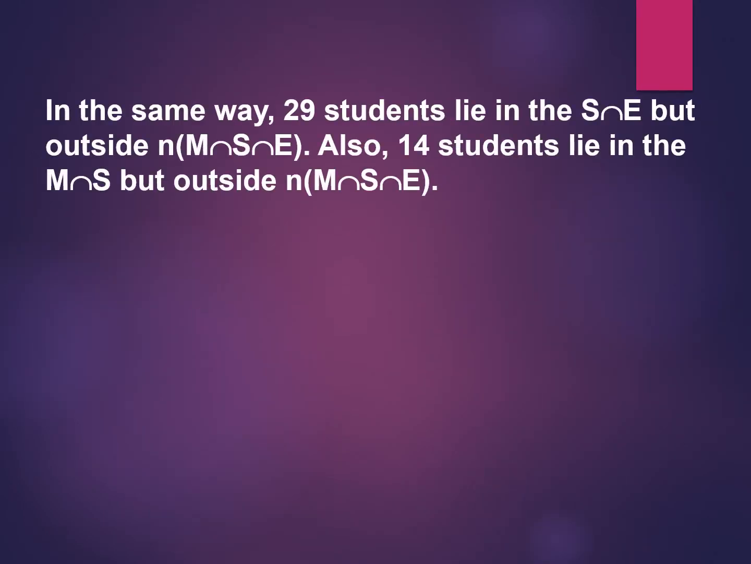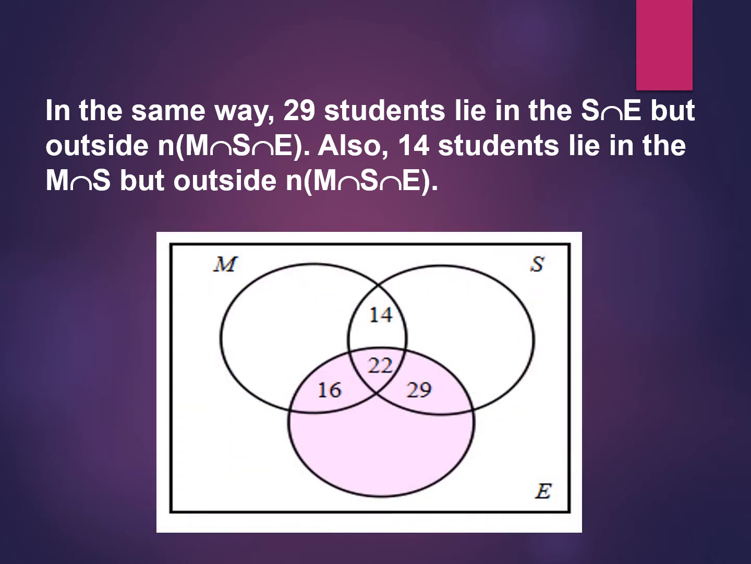In the same way, 29 students lie in the intersection of set S and set E, but outside the intersection of set M, set S, and set E. Also, 14 students lie in the intersection of set M and set S, but outside the intersection of set M, set S, and set E. This is shown by the Venn diagram.